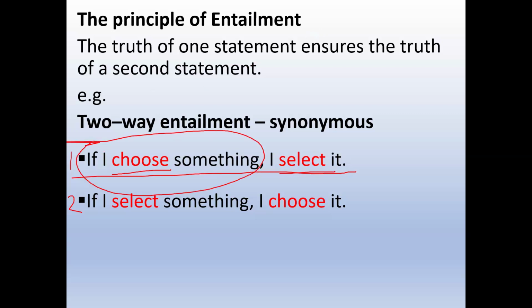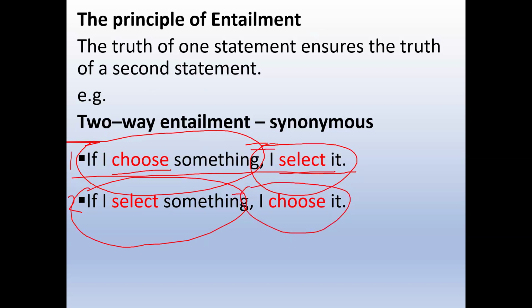If I choose something, what do I mean by that? Which means I select it. So the truth of one statement makes the truth of the second statement sure. Ensures means that, right? So both are the same. Here also, if I select something, which means I choose it. In this way also both statements are the same. And when you compare first sentence and second sentence, they are also the same.